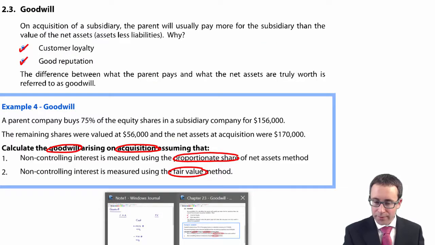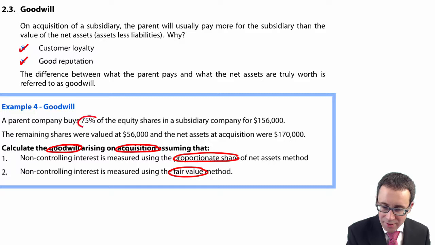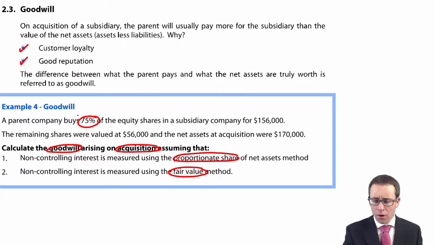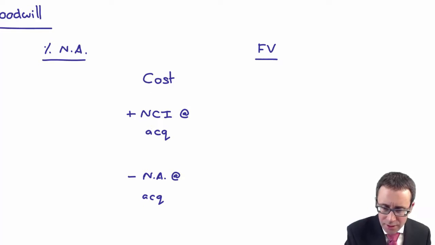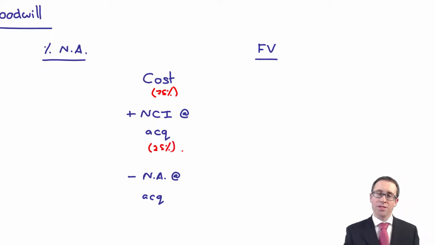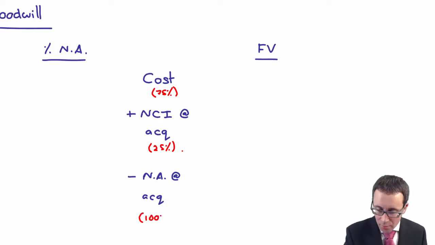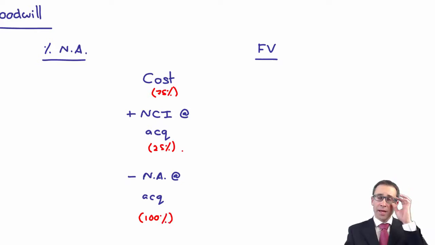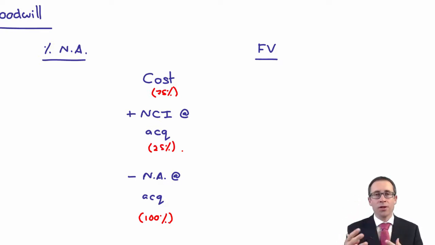Within this example, what have we got? It says that the parent buys 75% of the equity shares. So the cost relates to our 75% holding. The NCI that we're looking to value must be in relation to a 25% holding. And hopefully now you can see why we add those together, so that when we look at the worth of the subsidiary based upon the net assets, the two figures match up, don't they? We've got the full worth of the subsidiary based on what we've paid and how we value the NCI, compared to the net assets of that subsidiary.